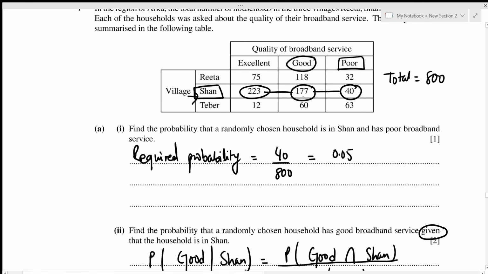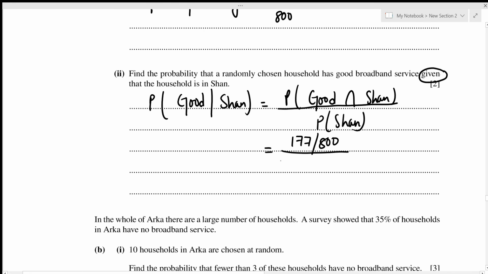So that's 223 plus 177 plus 40, which gives us the total of 440. So the probability that the household is in Shan is going to be 440 divided by 800. So the 800 just cancels out. This simplifies to 177 by 440, which is going to be 0.402.